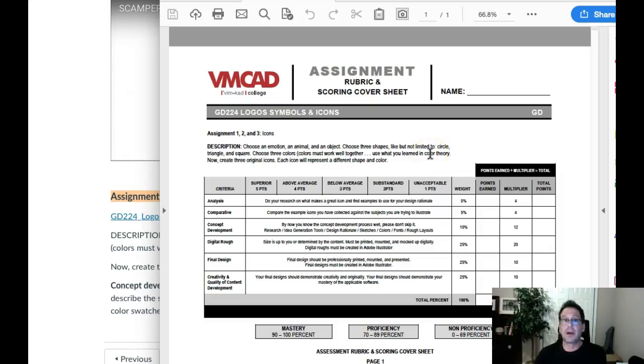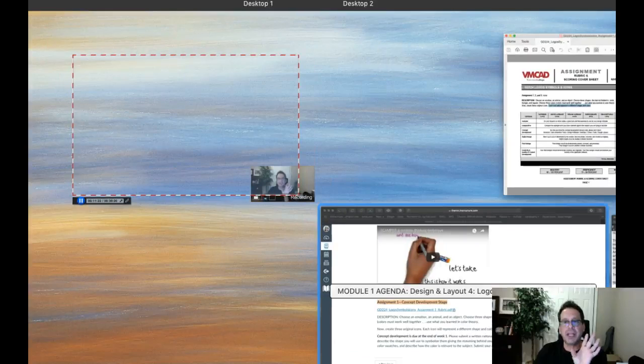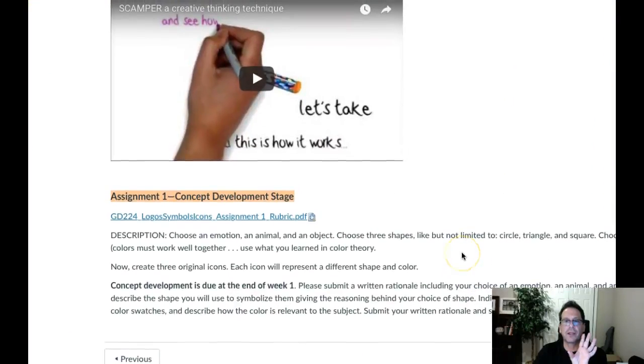Now, this is icon development, right? So we're going to develop icons. Each icon will represent a different shape and color. So what we're going to do is design icons. When it says shape, it says a square, a circle, and a triangle, but you're not limited to those. You can use any shapes you want.